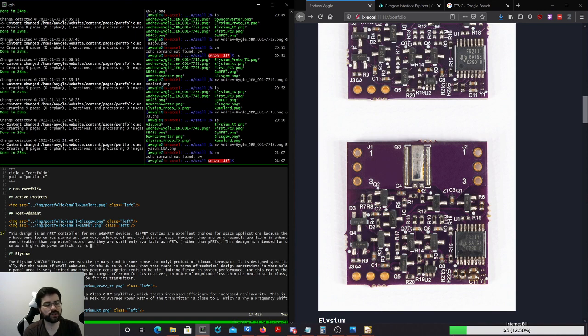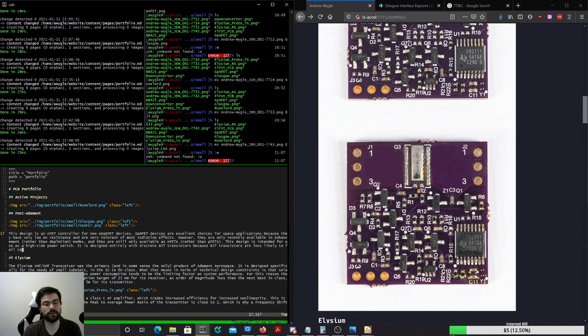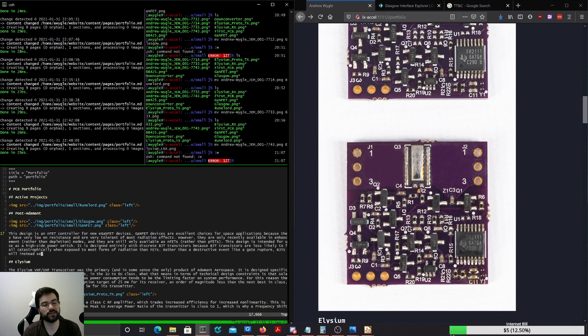Mr. Freeze is a high side power switch. It is designed entirely in discrete BJT transistors. Probably width is better than in here, because BJT transistors are less likely to fail catastrophically when exposed to most forms of radiation than FETs, rather than a destructive event like a gate rupture. BJTs will instead see a decrease in their gain, but will otherwise continue to function up to a point.